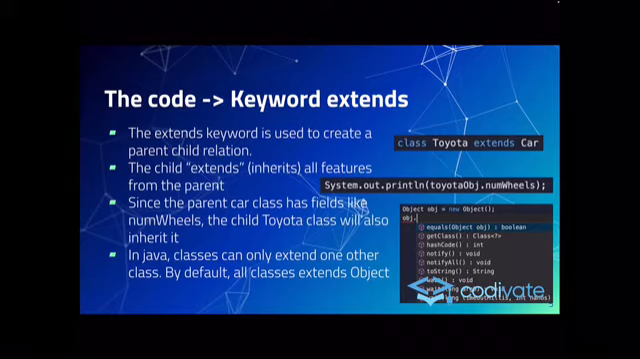In Java, classes can only extend one other class. And by default, all classes extend Object. Object is a class that has already been made, and it exists in Java. Every class that you make, by default, extends Object.